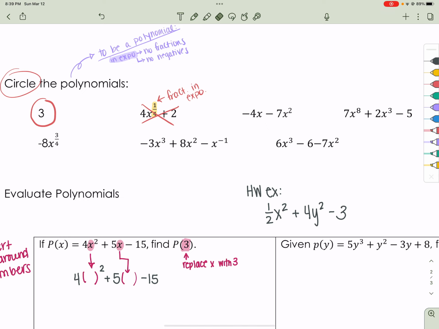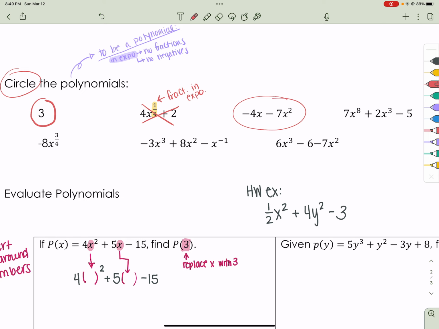All right, the next one, negative 4x minus 7x squared. Looking at the exponents, I have no negatives or no fractions, and so that is a polynomial. Now, some students say, but there's a negative 4 and a negative 7. Yes, but that's not in the exponent, so that is still a polynomial.